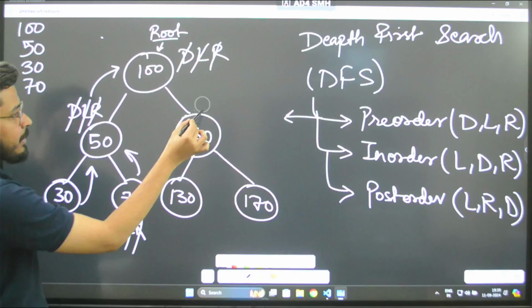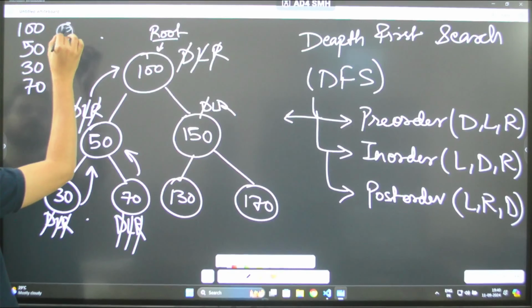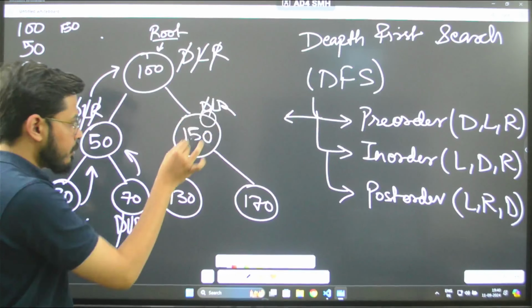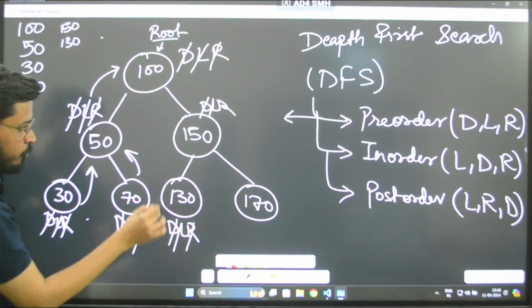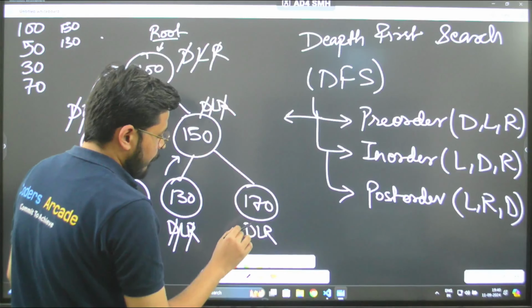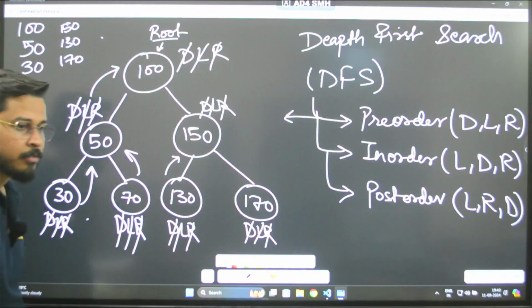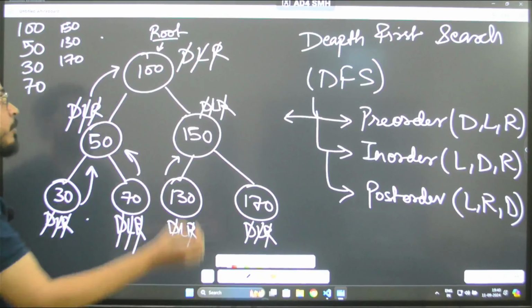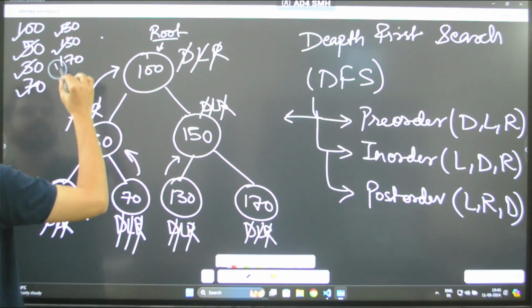And then which one is left? Right. Go towards right. DLR. Access the data 150. Then go towards its left. I went towards its left. DLR. Access the data 130. Go towards its left. There is no left. Go towards its right. There is no right. Come back. Go towards its right now and DLR. Access the data. Go towards its left. No left. No right. And our answer is 100, 50, 30, 70, 150, 130 and 170.